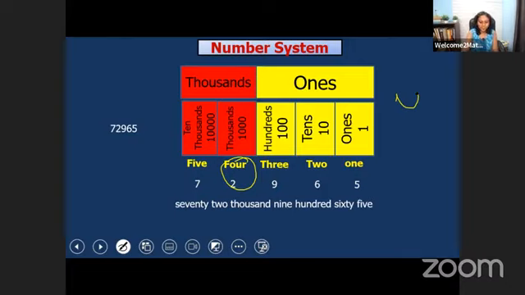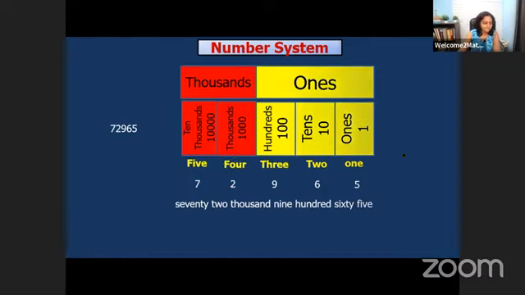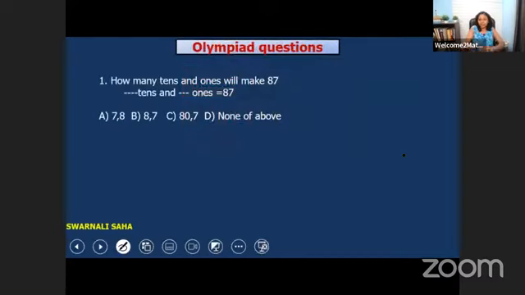Now let's solve some more questions from IMO, some Maths Olympiad questions. So if you understood, this is our first question. Can you solve this question first? Then I will tell you the answer. How many tens and ones will make 87? That we have to find out only.